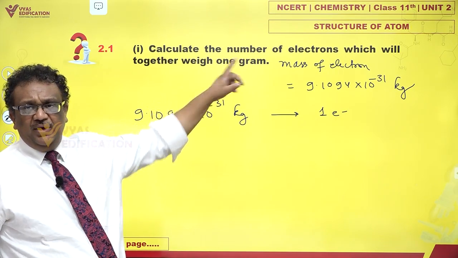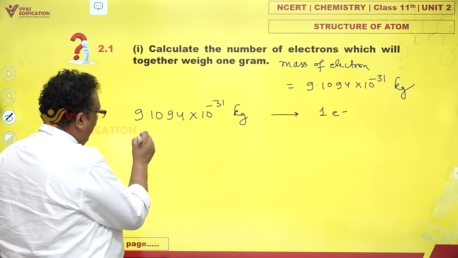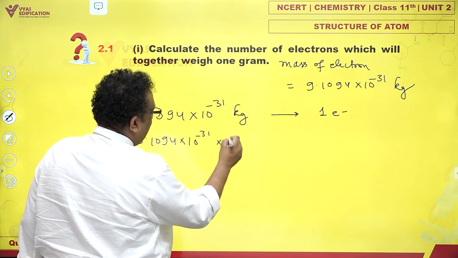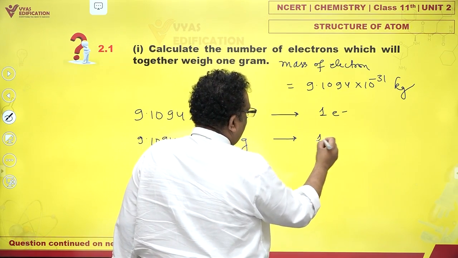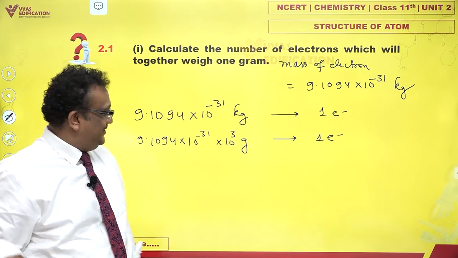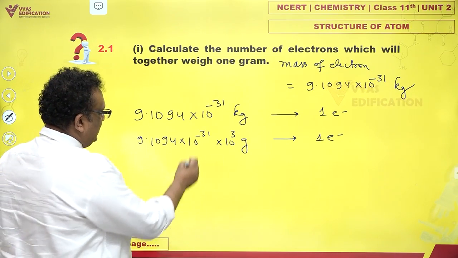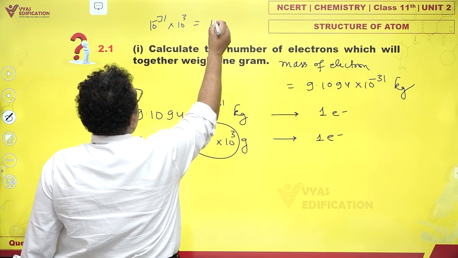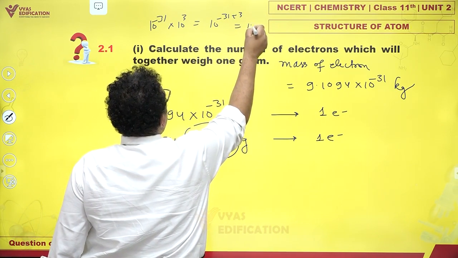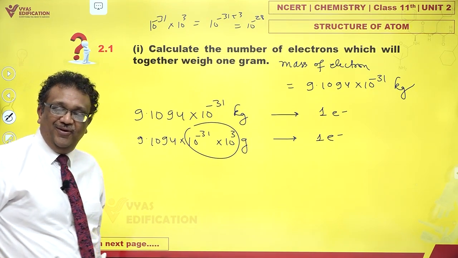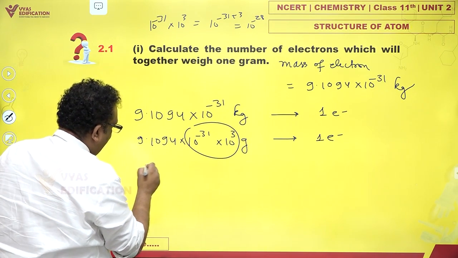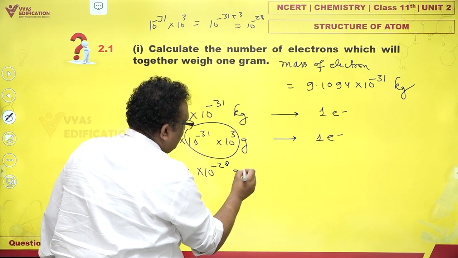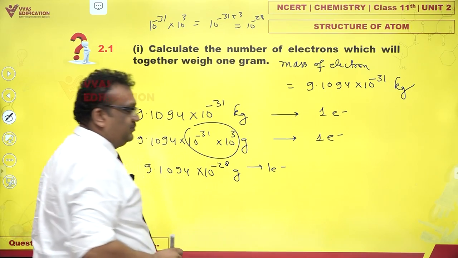But I need 1 gram, right? So let me convert kilogram to grams. 9.1094 into 10 raised to minus 31 into 10 raised to 3 grams. This one contains 1 electron? Yes. This makes it how much? 10 raised to minus 31 into 10 raised to 3 is 10 raised to minus 31 plus 3, which is 10 raised to minus 28, right? So 9.1094 into 10 raised to minus 28 grams contains 1 electron.